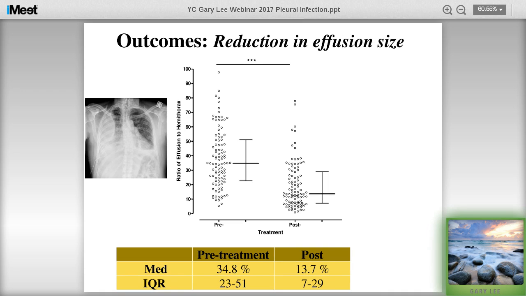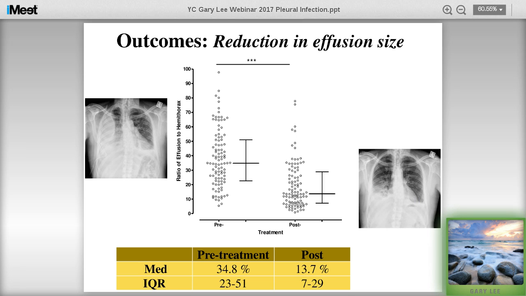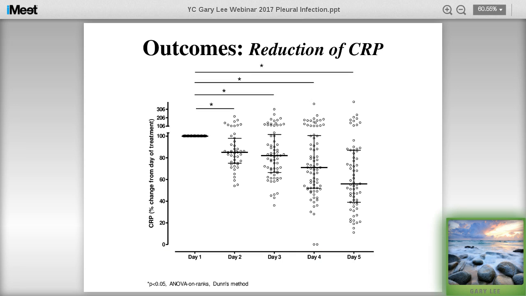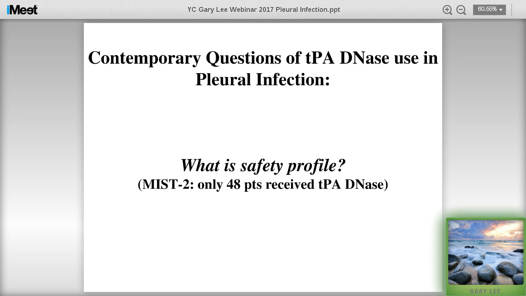If you look at the percentage of the hemithorax on the X-ray that is covered by pleural opacity, it dramatically reduced from 35% to 14% with TPA and DNAse. If you look at the C-reactive protein as baseline on day 1, then it progressively drops over the next few days. So TPA and DNAse works well, but the question, of course, is what is the safety profile?